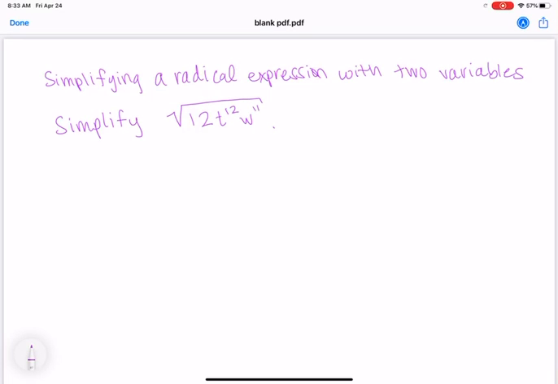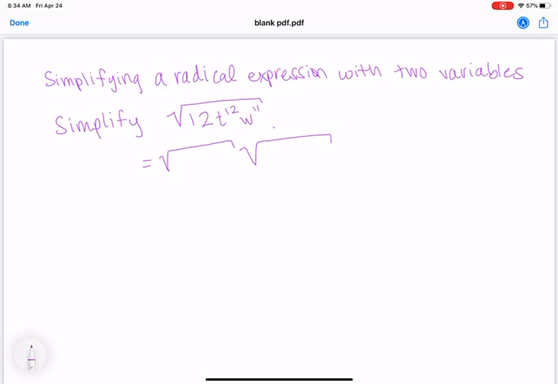This is simplifying a radical expression with two variables. So we want to simplify the square root of 12t to the 12th, w to the 11th. What we want to do is break it into things that are perfect squares and not perfect squares.